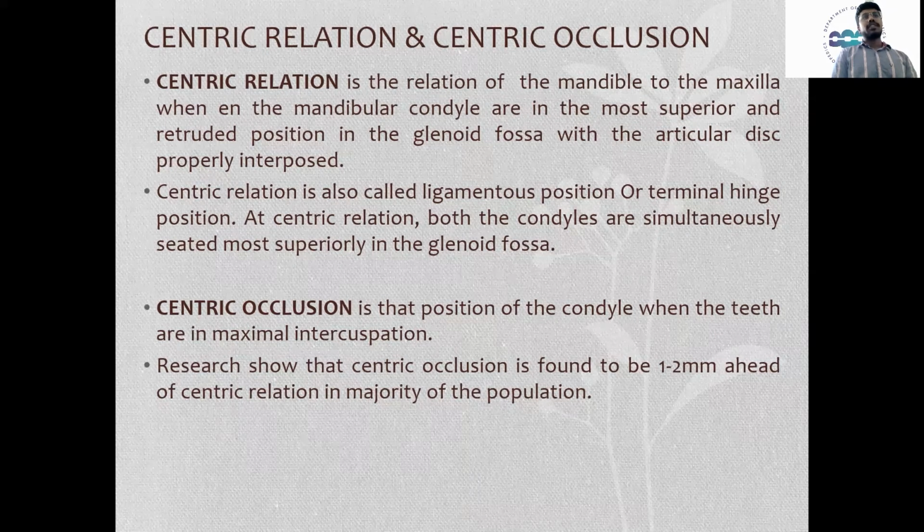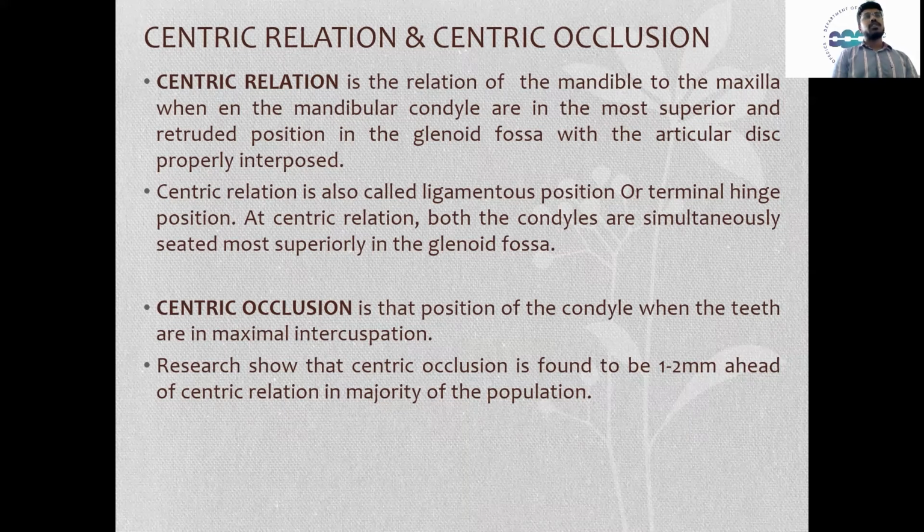Centric relation has another term. It is also known as the ligamentous position or terminal hinge position. At this centric relationship, we can see that both the condyles are simultaneously seated in the most superior position in the glenoid fossa.